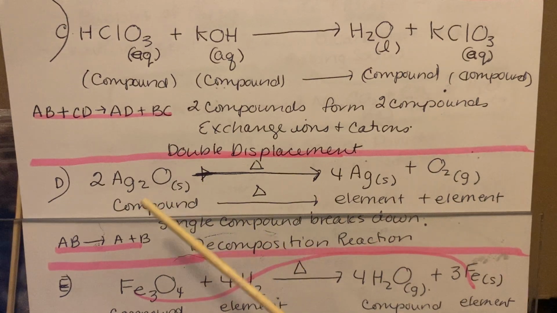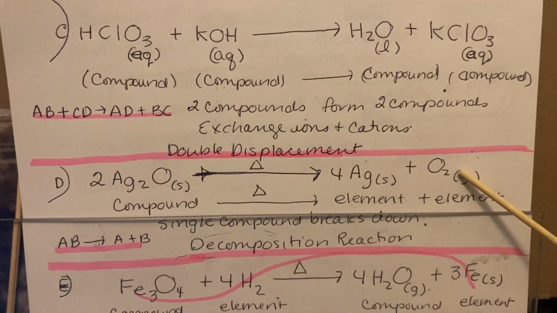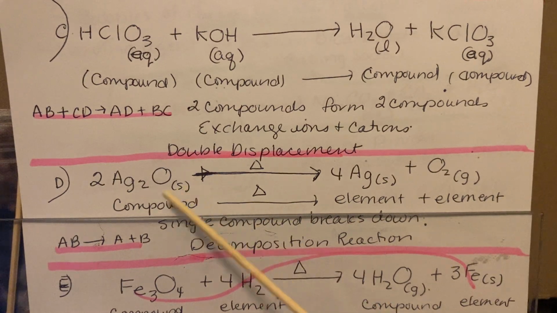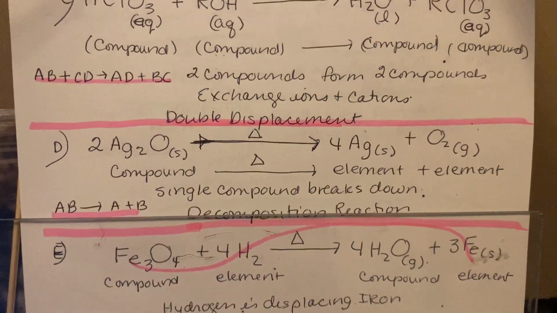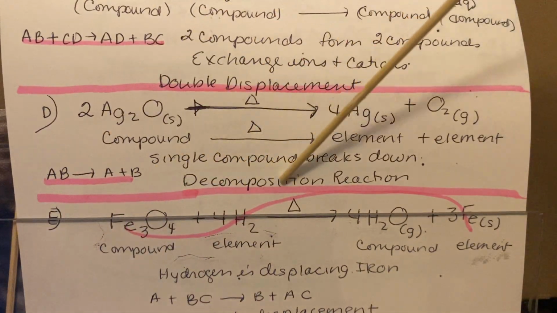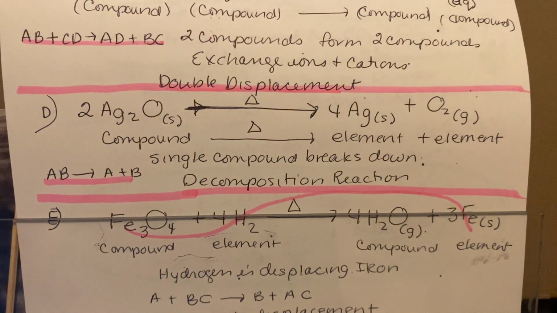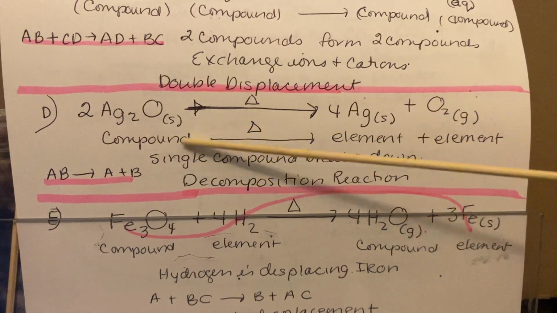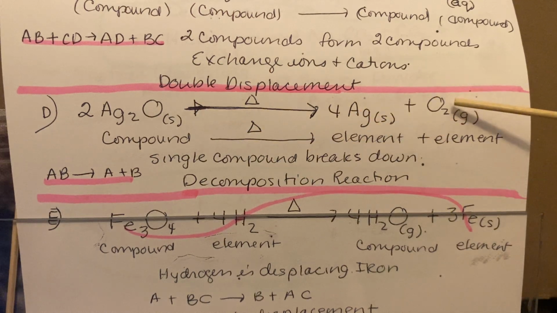Okay, D here, we have silver oxide, and then they're putting it under heat, and the silver comes out and the oxygen comes out. What do you call that? They're decomposing, right? Let me pull this up so you can see it better. There we go. So it's going to be a decomposition reaction, AB going down to A plus B. This one compound is decomposing into its parts, which are silver and oxygen.